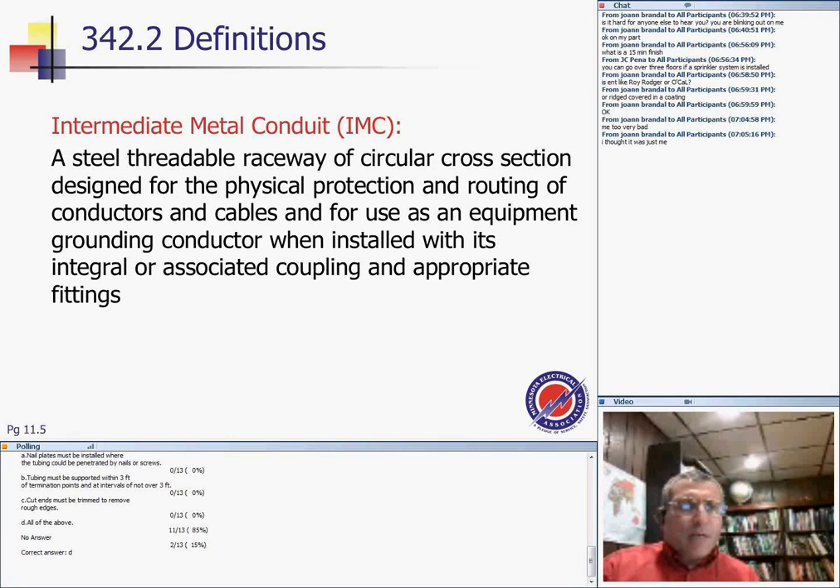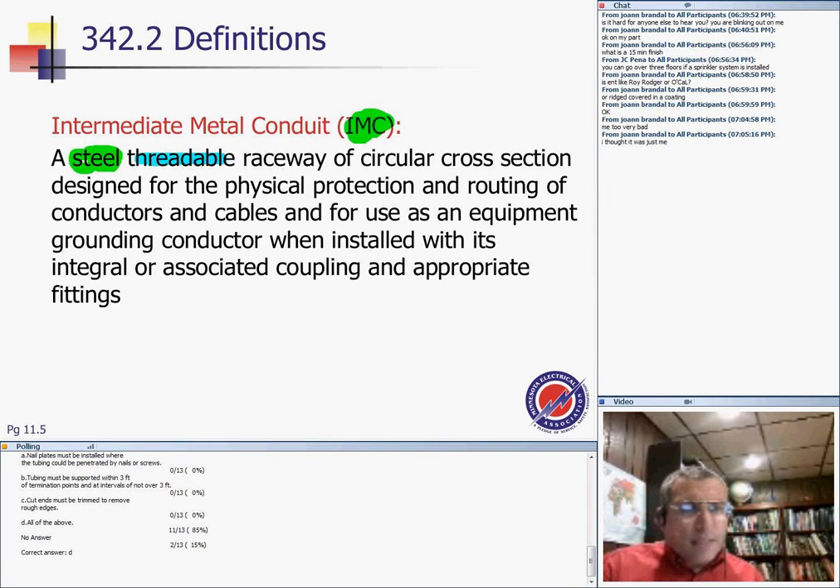This is a threadable conduit. I want you to look at the definition of the intermediate. It'd be interesting. I'm going to highlight a few things. I want you guys first to highlight the word steel. So it is a steel conduit. Very clear. It's not aluminum, it's not any other conduit, it's a steel conduit. It's threadable, so you can thread it.